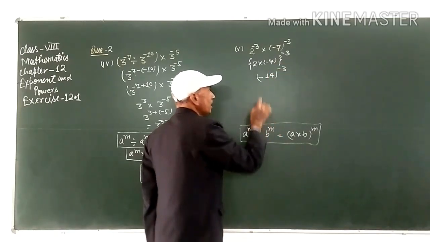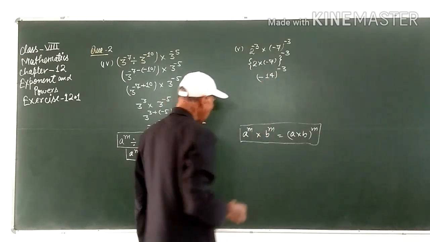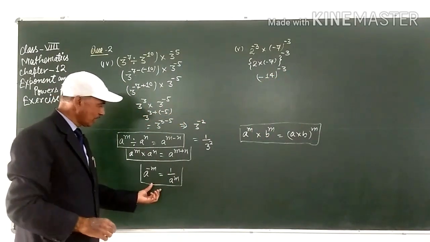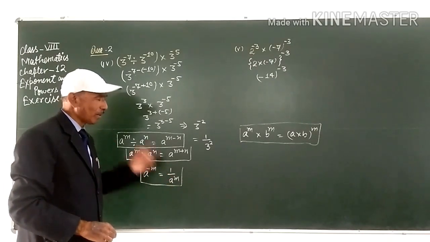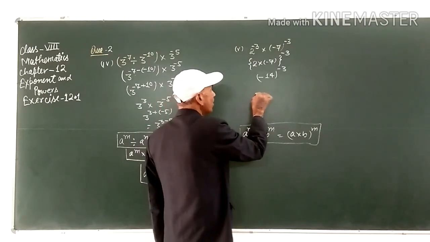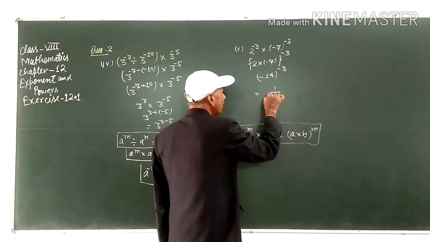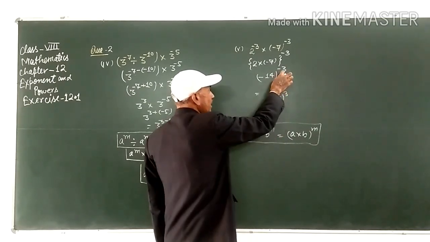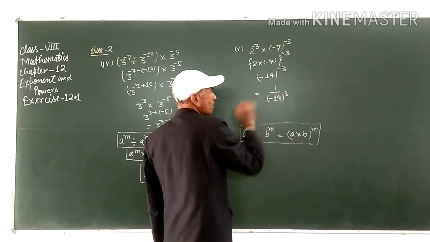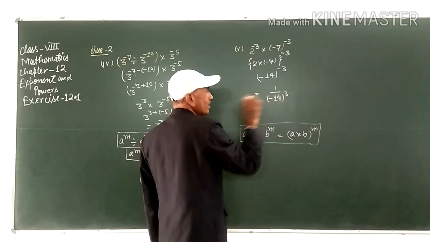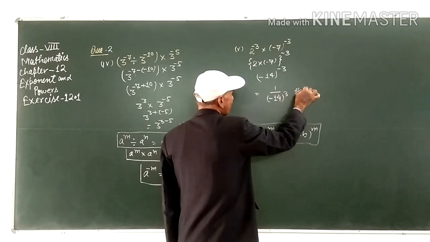minus 3. Exponent is negative here, students. So to make this exponent positive, we have to remember this rule, that is a to the power minus m is equal to 1 upon a to the power plus m. So it will be 1 upon minus 14 to the power 3. Students, when we wrote its reciprocal, the power here changed, from negative to positive, but this base will be same, this one will be minus 14. Clear? So this is the answer.